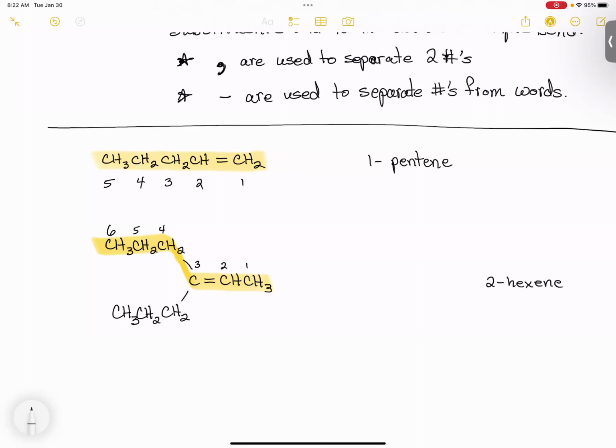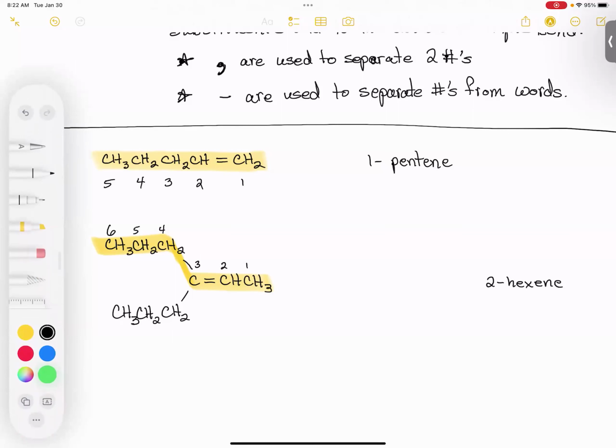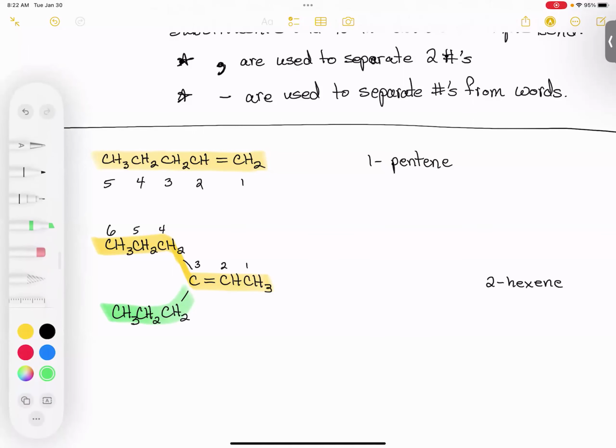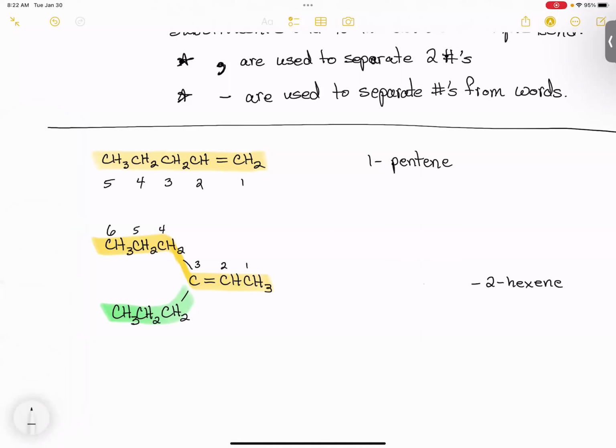Now we need to name our substituent. Well, that is the propyl group. So it would be 3-propyl-2-hexene.